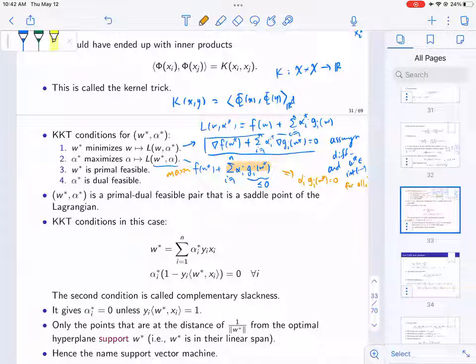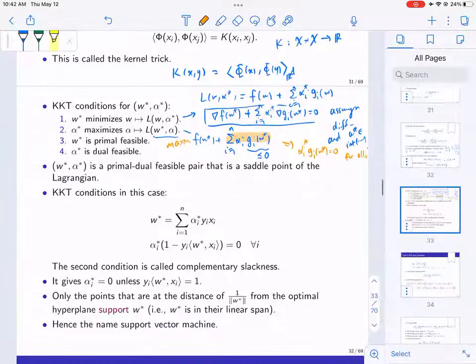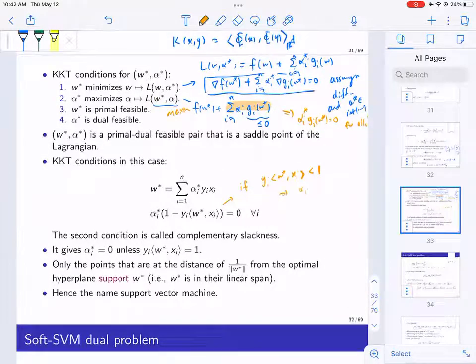If the constraint is active, which means that g_i star is 0, then alpha_i star can be anything. So you can see it here: if the constraint is active, then this is 0, and this doesn't tell you anything about alpha_i star. But if the constraint is not active, meaning y_i w star x_i is less than or equal to 1, so it's not active, it's strictly less than 1. If it's active, it's equal to 1. If this is the case, then it implies that alpha_i star is 0.